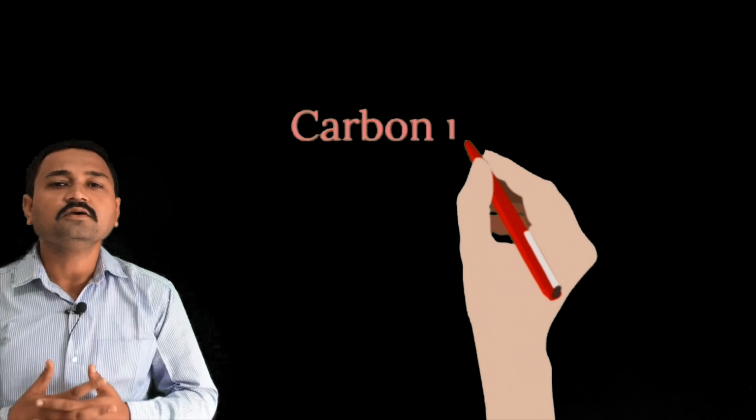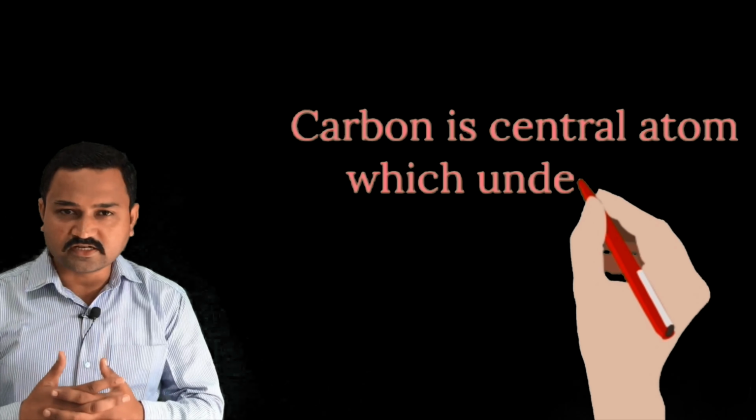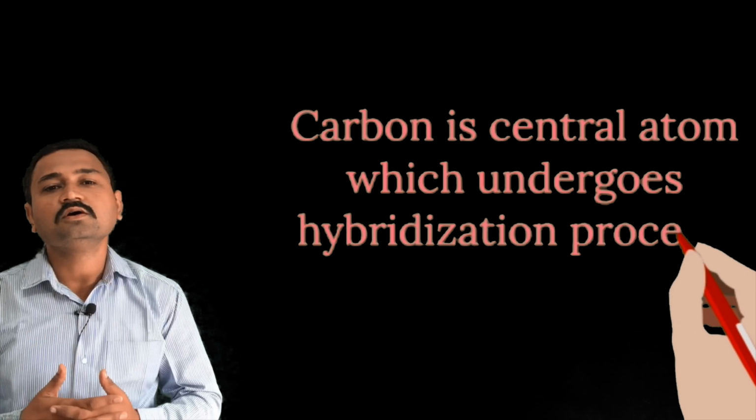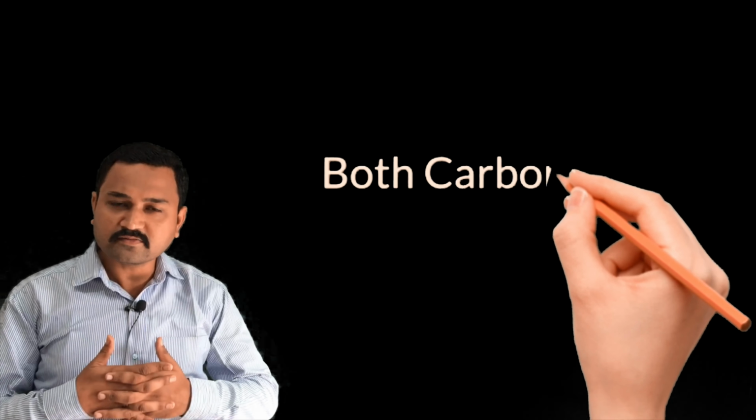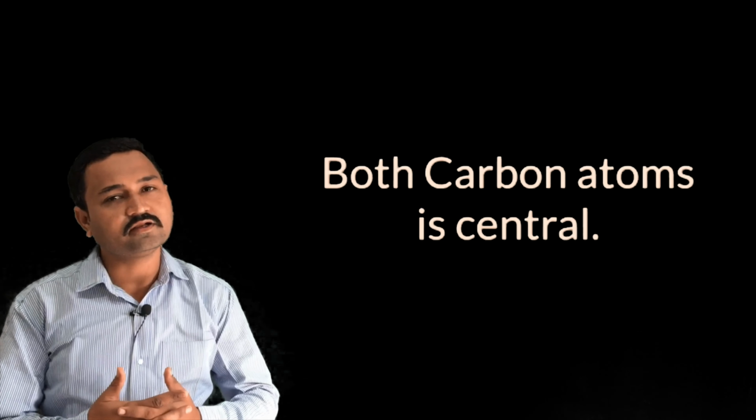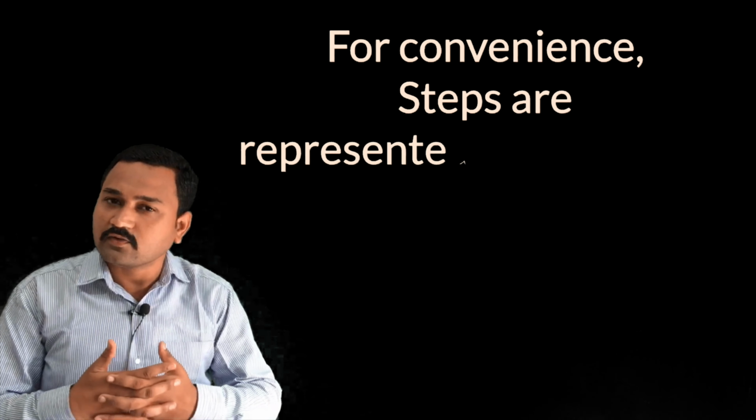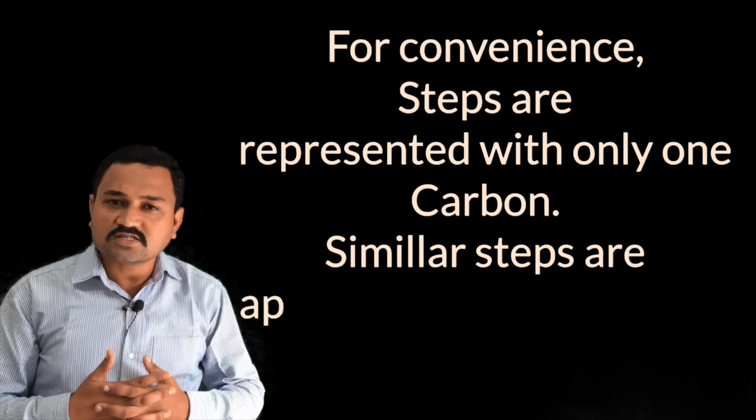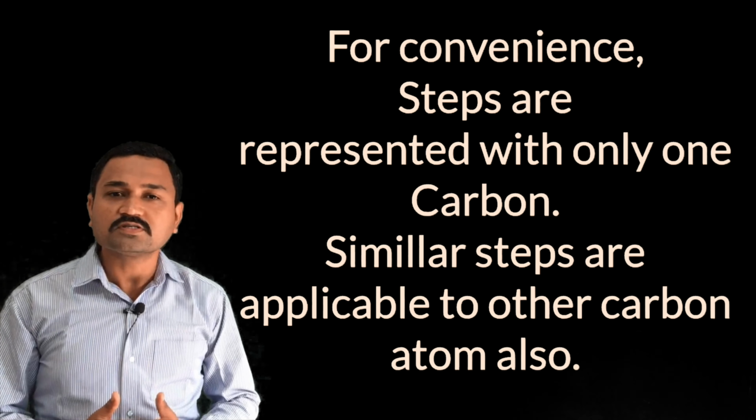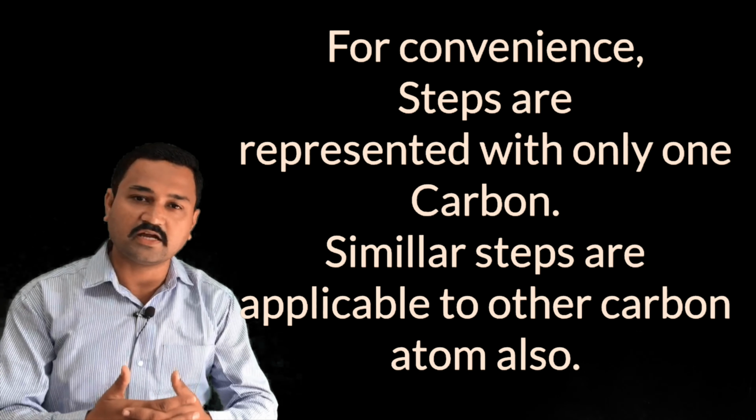Now here each carbon atom is a central atom which undergoes the hybridization process. So both carbon atoms are the central carbon atoms which undergo the hybridization process. I am going to consider the different steps for only one carbon atom for our convenience. You just remember that the same process will be followed for the second carbon atom also.